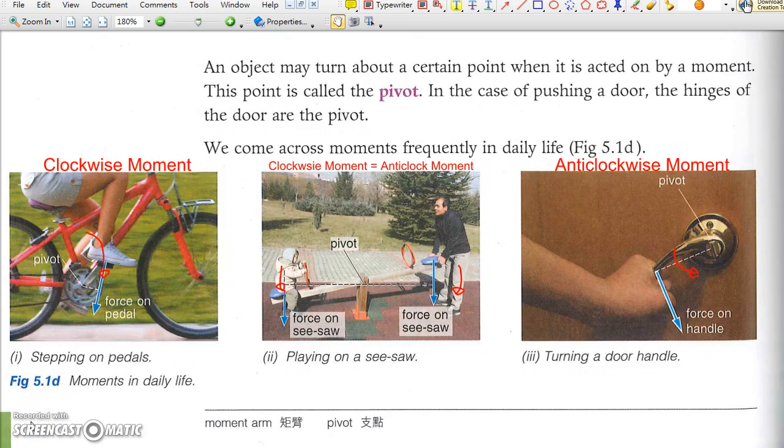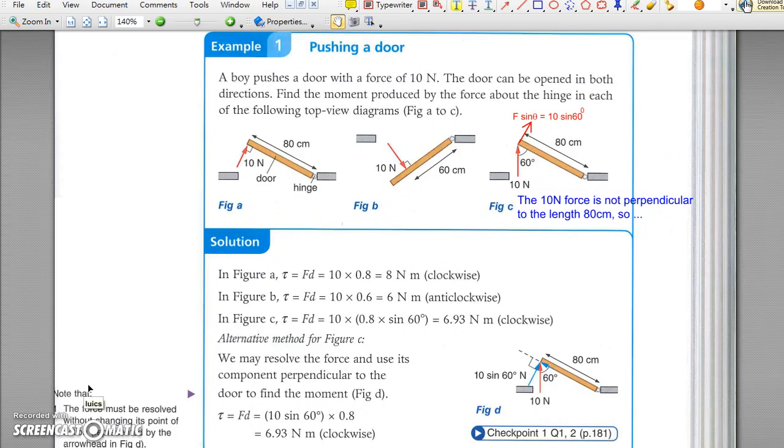The point of rotation is also called pivot. Can you identify the pivot in the following cases? And what about the moment in each case? Example 1. Pushing a door. Find the moment produced by the applied force in these cases.